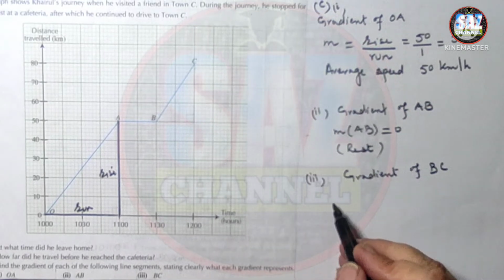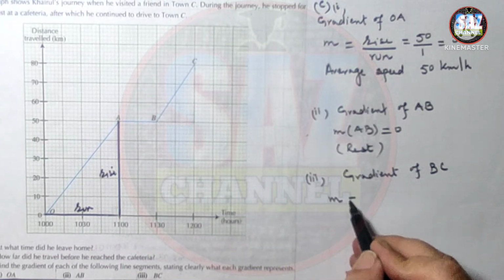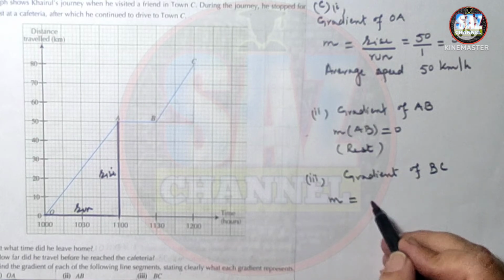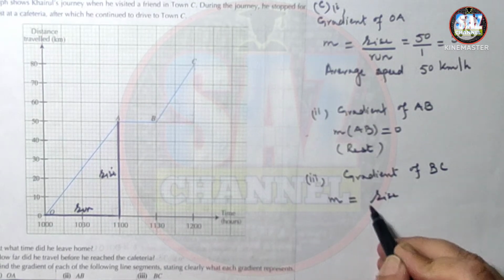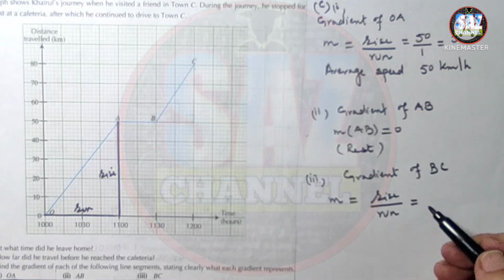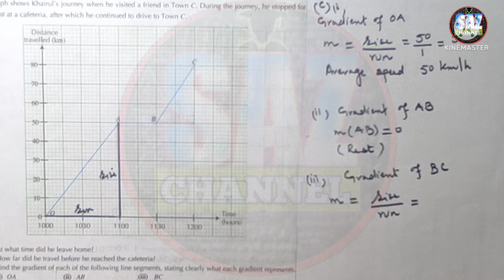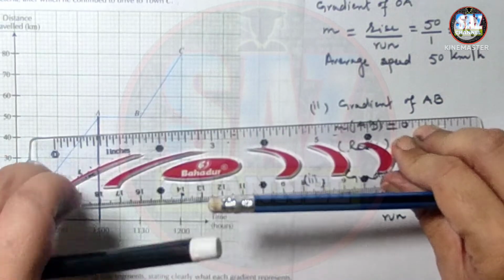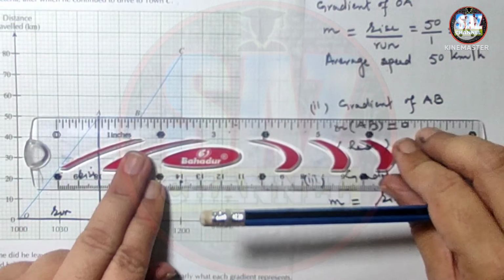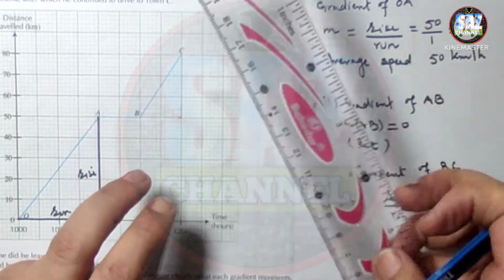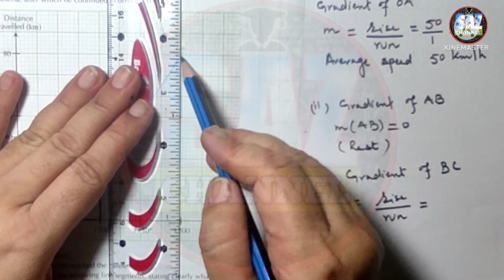Now again we have to apply the formula, that gradient is the ratio of what? Rise to run. And for the rise and run purpose, we have to try to complete a right angle triangle along BC. Okay, we have to try to complete the right triangle along BC. So this is my run side and rise side.